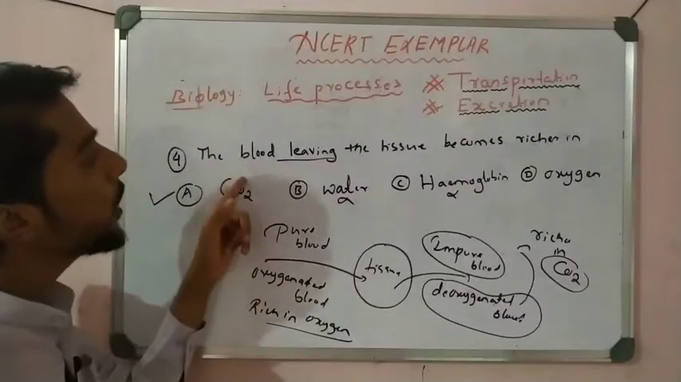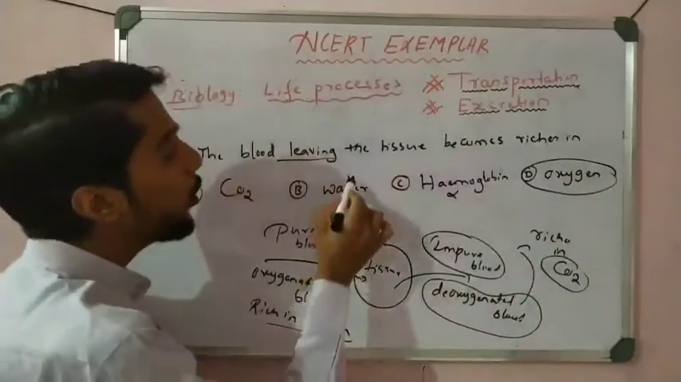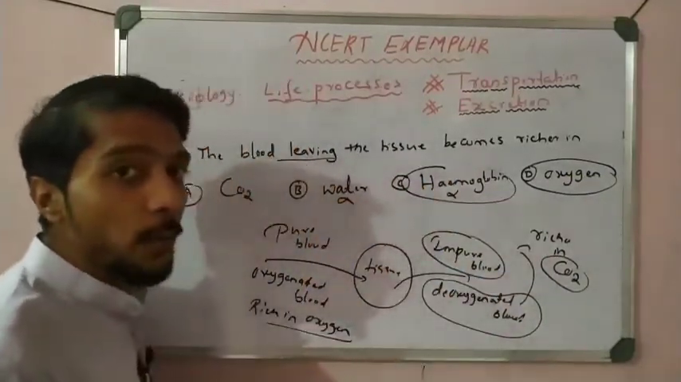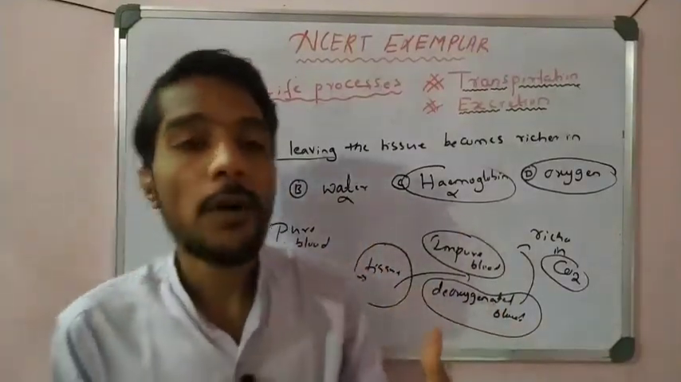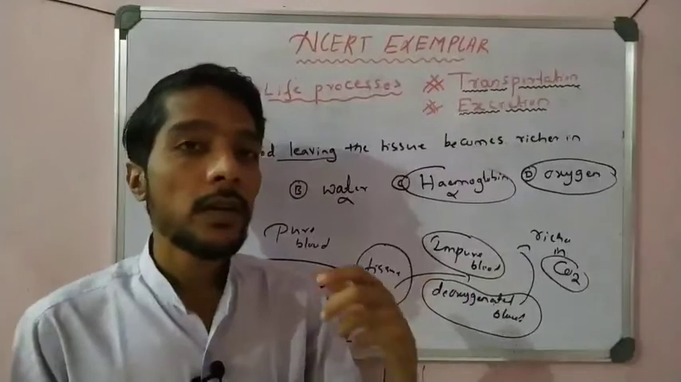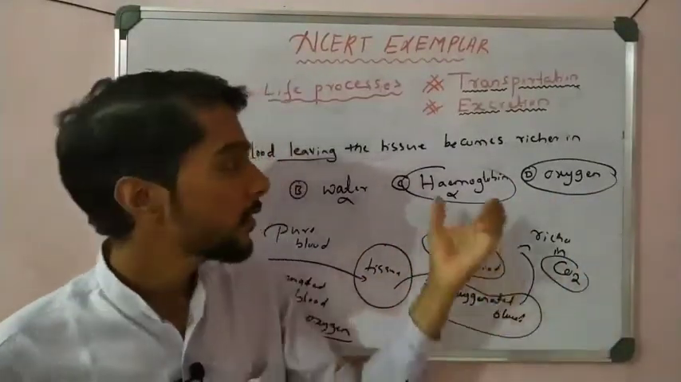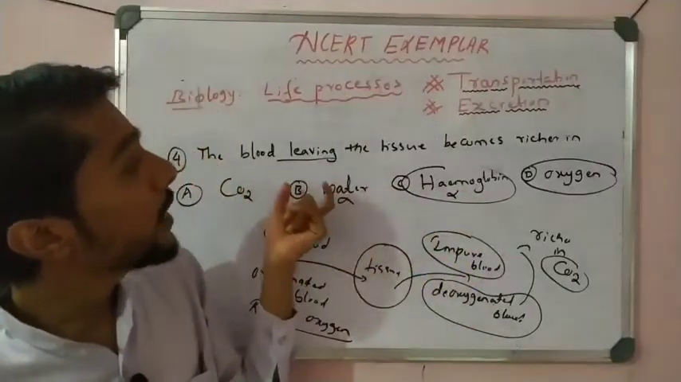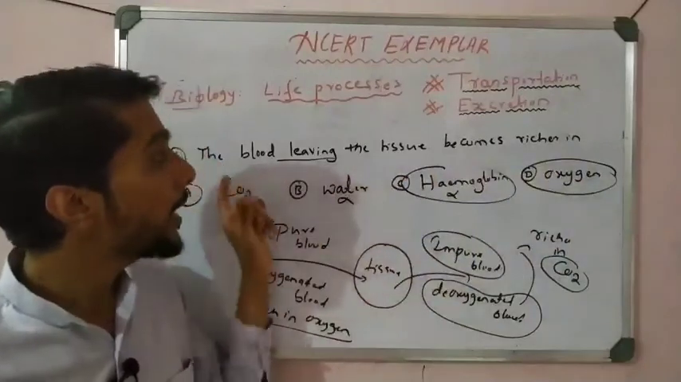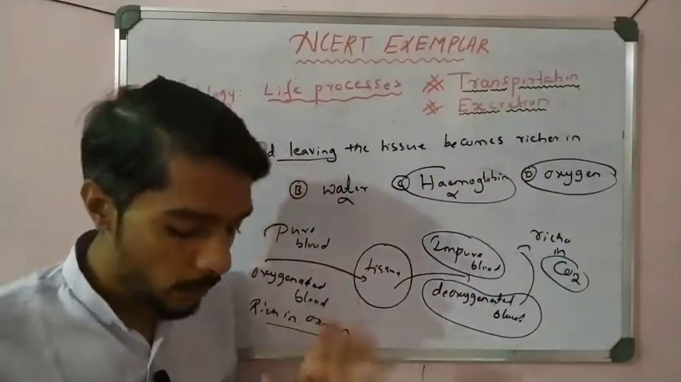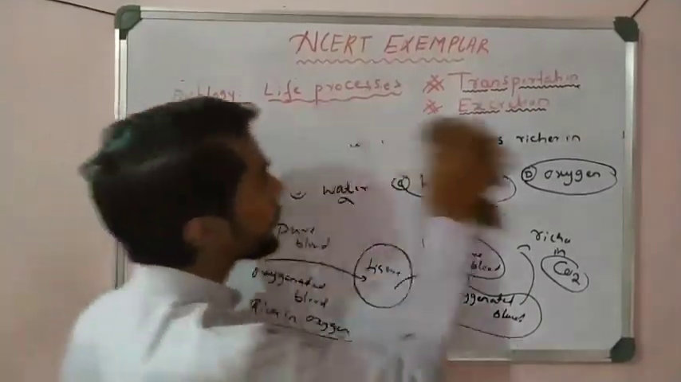If they ask about the blood which enters the tissue, it is rich in oxygen. And what is hemoglobin? Hemoglobin has more affinity toward oxygen. That is one property: hemoglobin is an agent which helps in the transportation of oxygen, with a high affinity towards oxygen. But here, the blood leaving the tissue becomes richer in carbon dioxide, and the blood entering is rich in oxygen. So you have to remember that. That is very important, students, right? So this is question number 4.